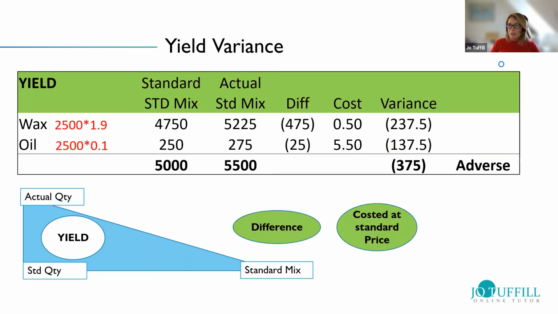Then we do the difference, and again, we cost it at the standard price. Now here, this is adverse, 375 adverse. The mix variance was adverse, and so is the yield variance. It looks like we've used more of both wax and oil than we should have done to make these candles.